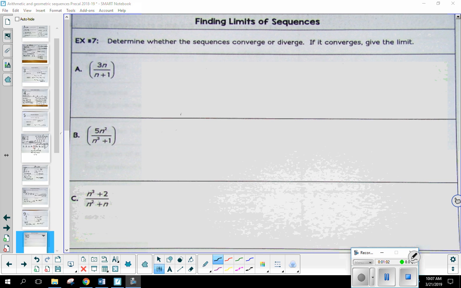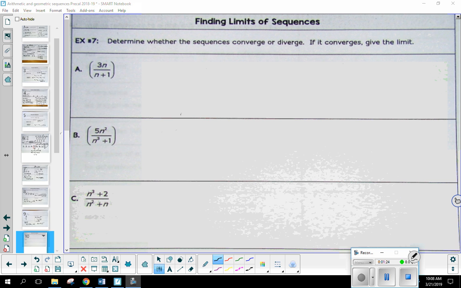So the last problem here talks about converging or diverging sequences. And what was the difference? What did those mean? Okay, so Christian says the same number. Okay, so if the sequence goes towards a specific number?